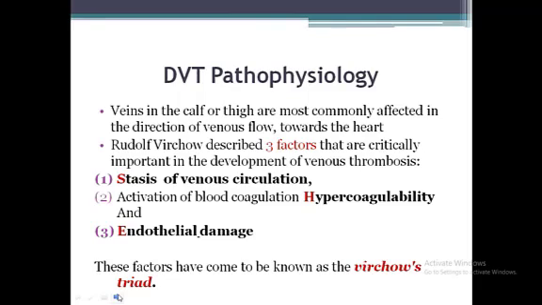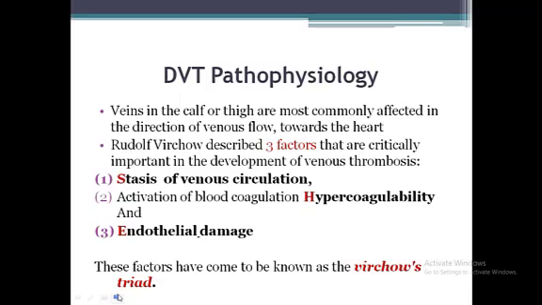Now we will talk about DVT pathophysiology. Veins in the calf or thigh are the most commonly affected, in the direction of venous flow towards the heart. But actually, DVT could happen in the upper extremities, like the subclavian vein and axillary vein.